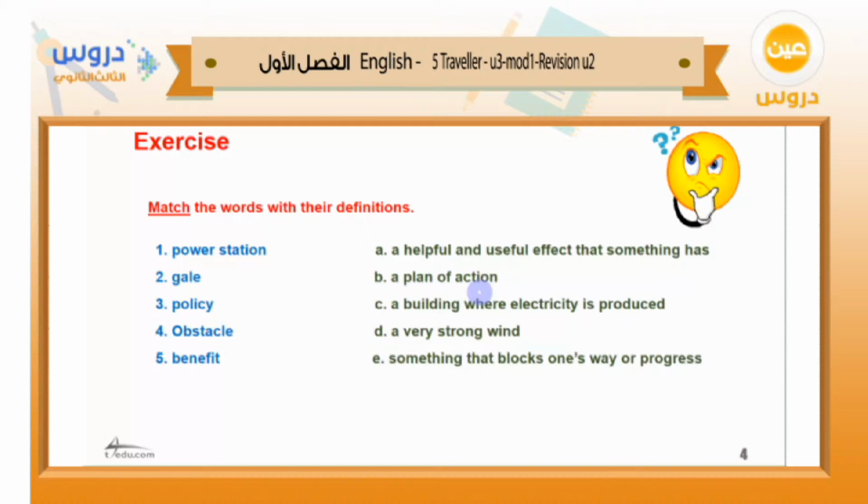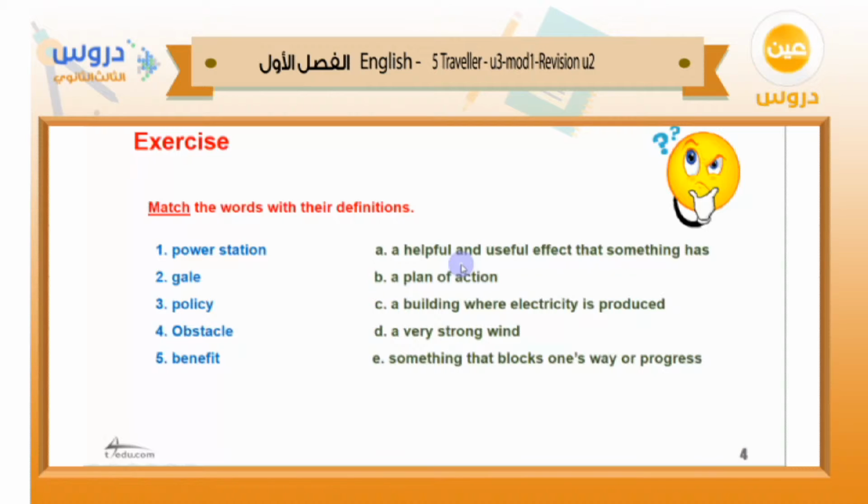Alright, here we go with the exercise. As I told you in the beginning, this lesson is going to be a revision. That's why we are starting directly with the exercise. Match the words with their definitions. Number 1, power station. Number 2, gale. Number 3, policy. And number 4, obstacle. Number 5, benefit. So we have 5 options as well.